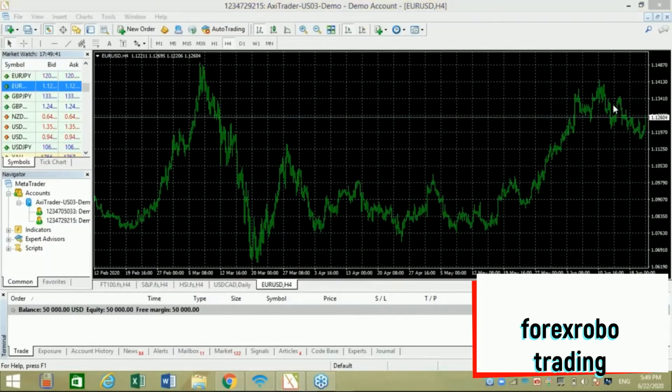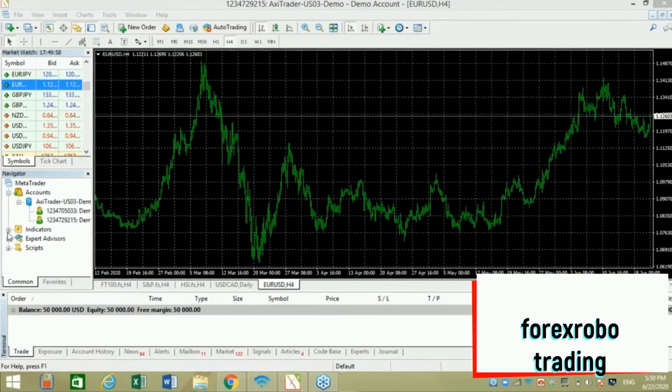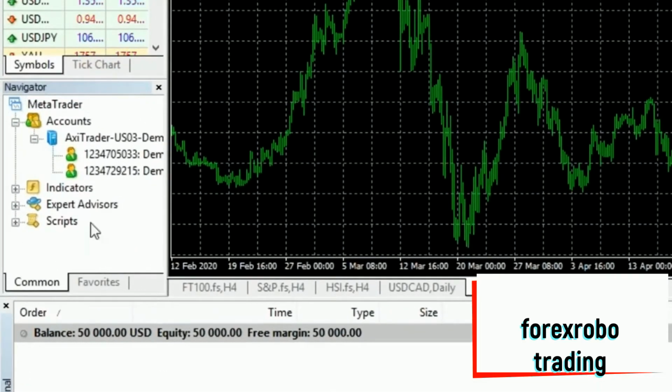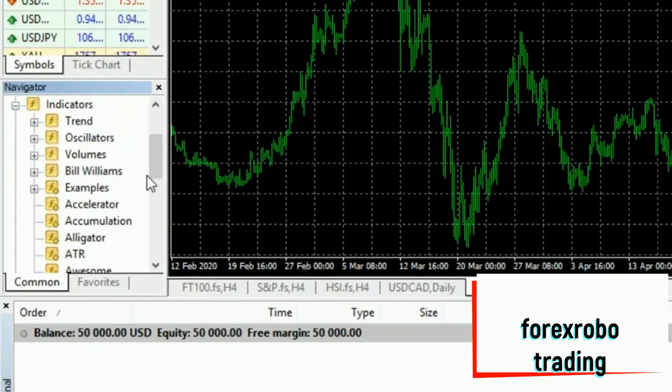On my MetaTrader 4 platform, I currently have a fresh chart of Euro US dollar loaded, the 4-hour chart. We're going to start by looking at trending indicators. Most indicators you can access through the Navigator window here on MetaTrader 4. You can see the option for indicators. I'm going to expand that by clicking the plus sign next to indicators, and you can see all of these different indicator folders open up. We're going to get into that in just a second.